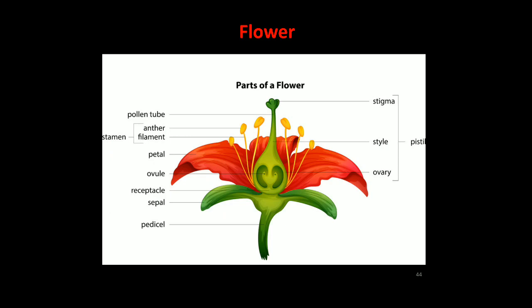Before we go to human or animal reproduction, let us go for the reproduction, sexual reproduction in plants, that is with the flowers. Flower. You all have seen hibiscus flower, plants of flower, parts of a flower. You can see here different parts.